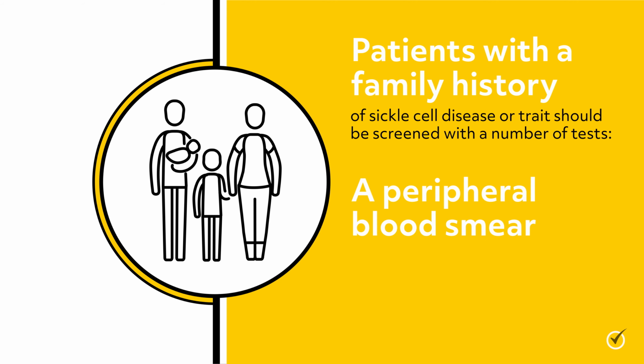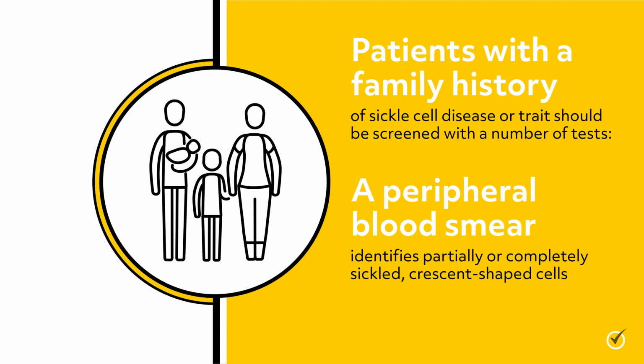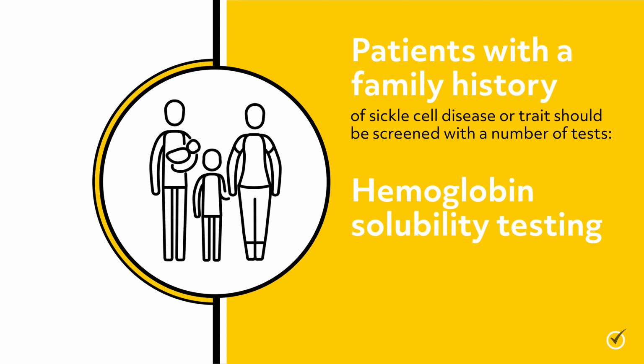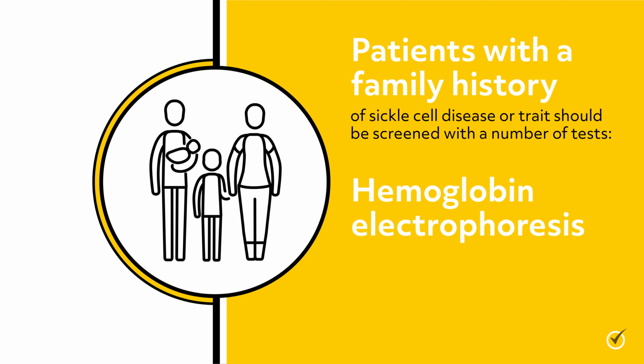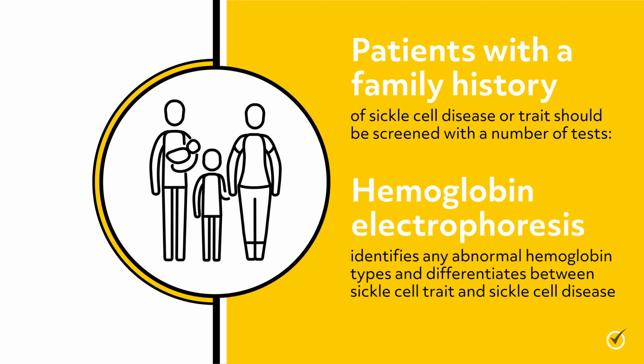A peripheral blood smear identifies partially or completely sickled or crescent-shaped cells. Hemoglobin solubility testing looks for the presence of abnormal hemoglobin S in a blood sample, but it cannot differentiate between sickle cell trait and sickle cell anemia. Hemoglobin electrophoresis identifies any abnormal hemoglobin types and differentiates between sickle cell trait and sickle cell disease.